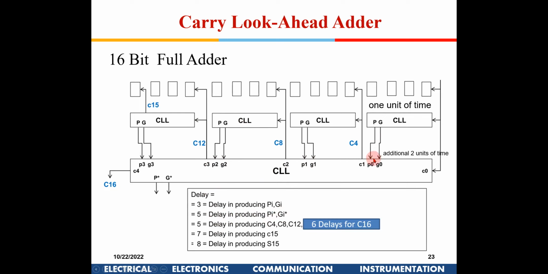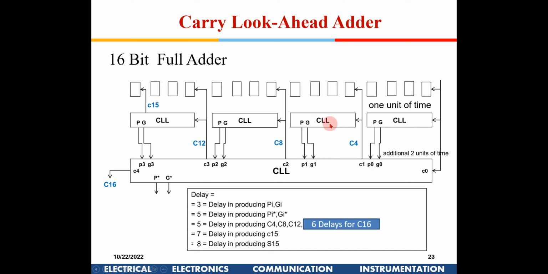Now, if I talk about C4, this has come here after how many delays? After 3 input delays. Another 2 input delays will be required to generate C1, C2, C3, which is actually C4. This is C2, which is nothing but C8, and this is C12. So 1 gate delay from here to here, 2 gate delays here for propagation, within this block another 2 gate delays.